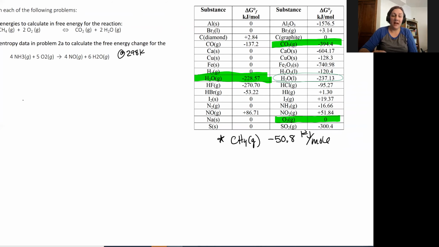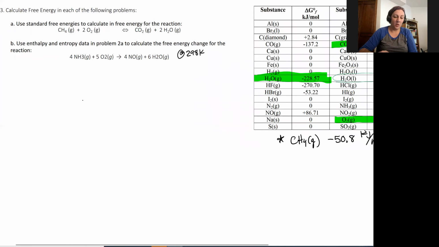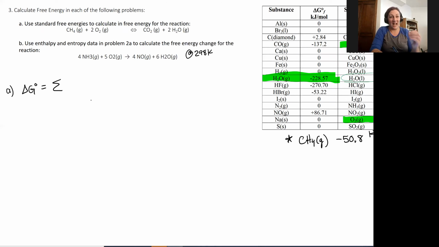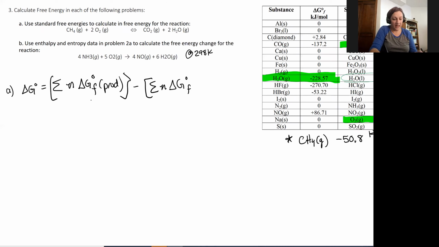So we're going to use these values and plug into our equation that we're going to develop. So thinking about our standard free energy equation, when we're using the standard free energies of formation, our standard free energy for the reaction is going to be equal to the sum of our products' standard free energy of formation times its coefficient. So that's going to look like this. And we're going to subtract from that the sum of the reactants' standard free energies of formation, multiplied by their coefficients in the reaction.